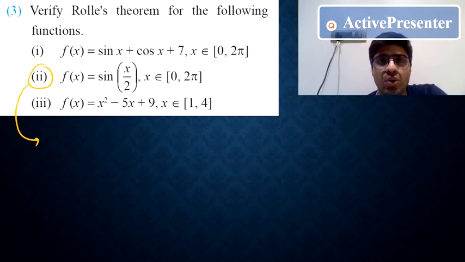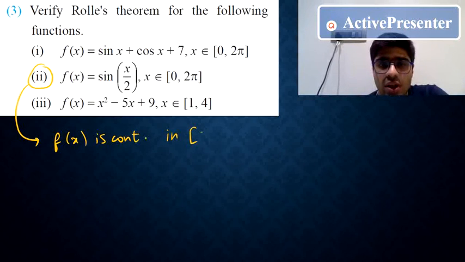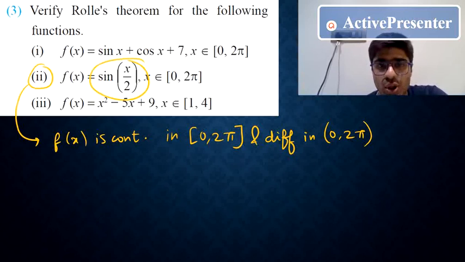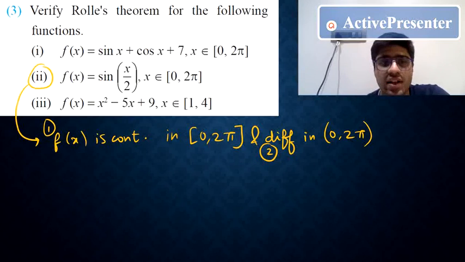Again, it's sin x by 2. It is a sine function, so f of x is going to be continuous in the given interval, which is 0 to 2 pi. For continuous we use the square brackets, and differentiable in the interval round bracket 0 to 2 pi. That's simply because it's a sine function. Had it been a cos function, I would have said the same. You can't say the same for tan, cot, sec and cosec. Only for sine and cos it's applicable. It is sine, so I have set this condition. So the first and second conditions of Rolle's theorem are satisfied.